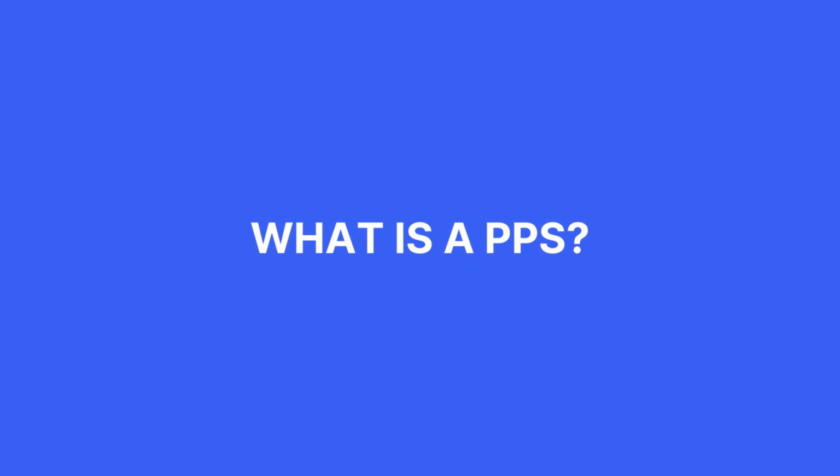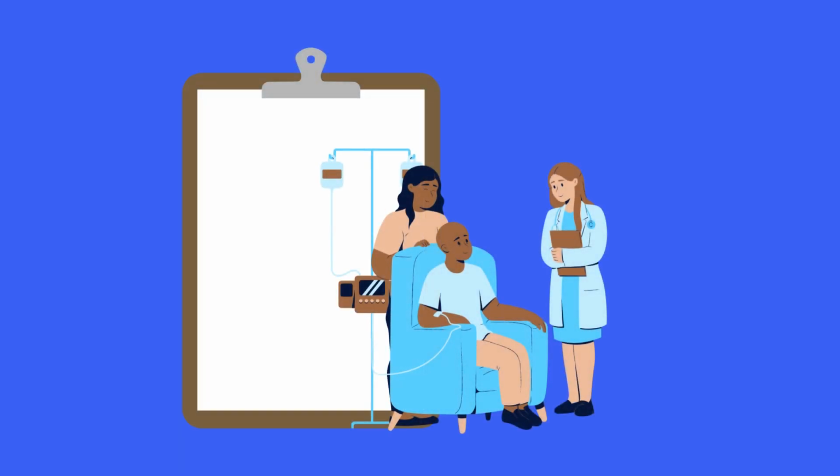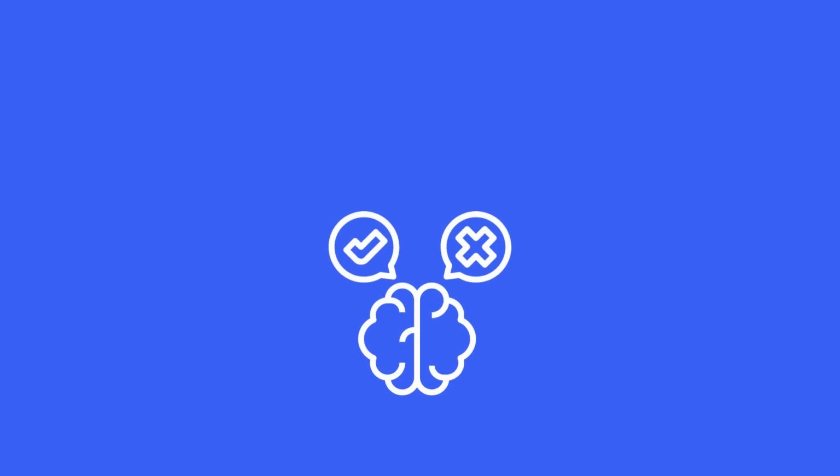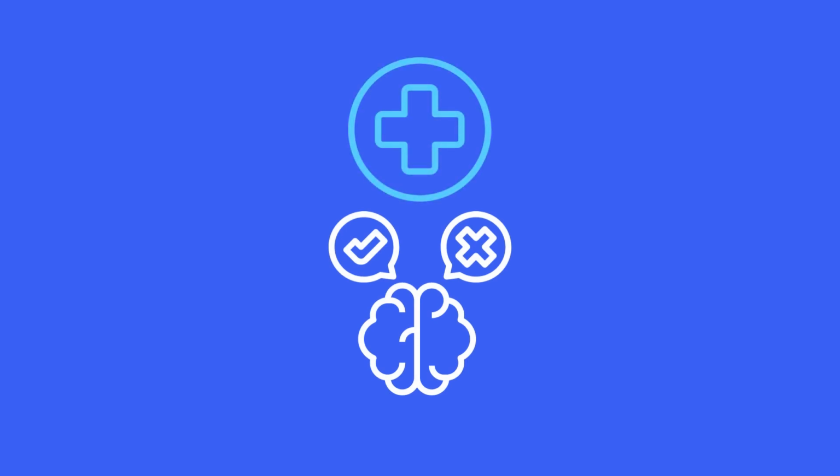What is a Palliative Performance Scale, or better known as a PPS? A PPS is used to evaluate and measure the functional status of patients with advanced illnesses such as heart failure and cancer. The PPS helps guide clinical decision making and can assist in determining the appropriate level of care and support required for the patient.